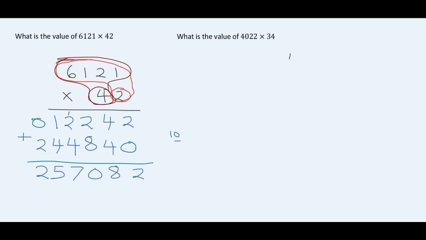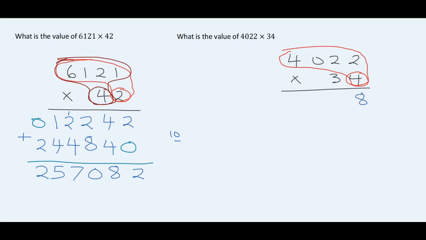Next question is 4, 0, 2, 2, and then we have 34. We're multiplying these numbers together. So we're going to start from, on the bottom row, we start from the right hand side. Okay, so now we multiply 2 by 4, we have 8.